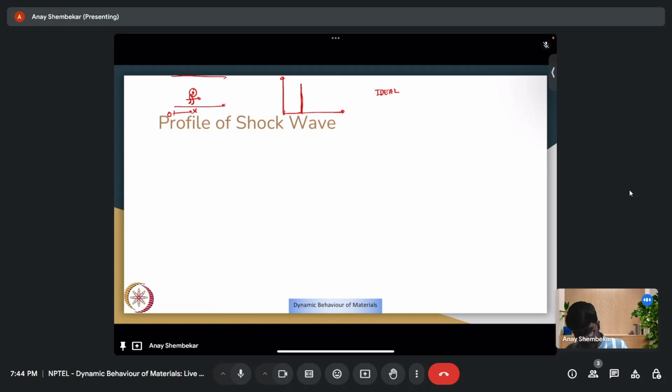So suppose this is velocity versus time, or equivalently stress versus time at the location X. This is my steep shock front. Then there is a duration of pulse. Then there is release. So release, steep front, pulse duration.